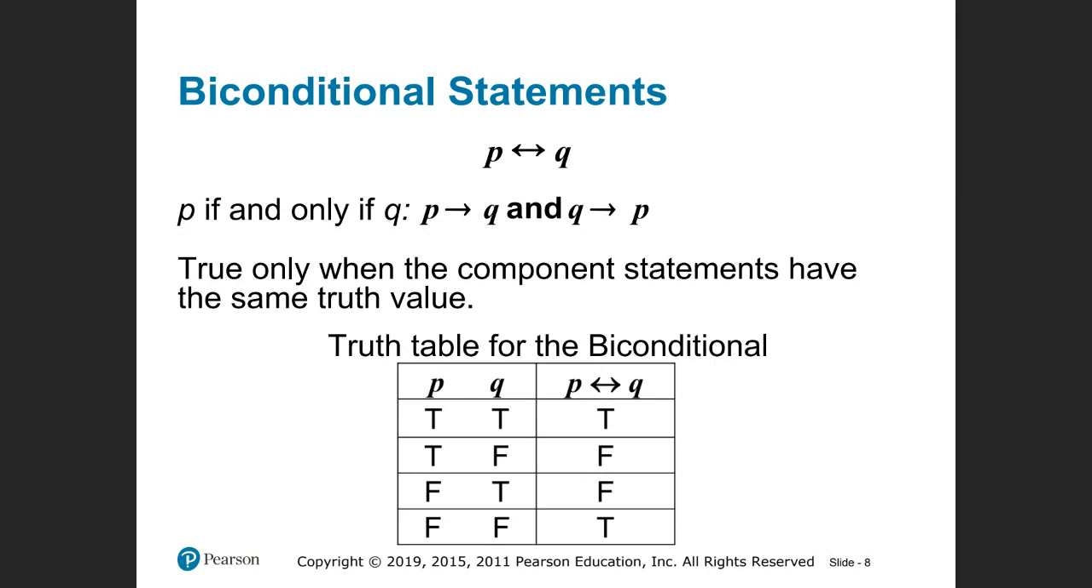So the truth table for the biconditional, right, we're listing our P, we're listing our Q. So it's true only if they have the same truth value. So the first row would be true. The last row would be true. But for the other two, it would be false because the simple statements do not have the same truth value.